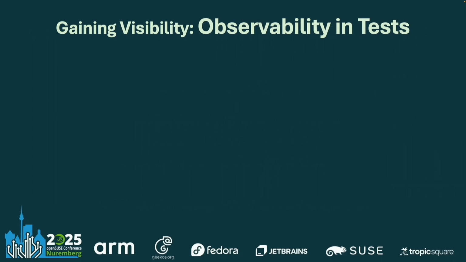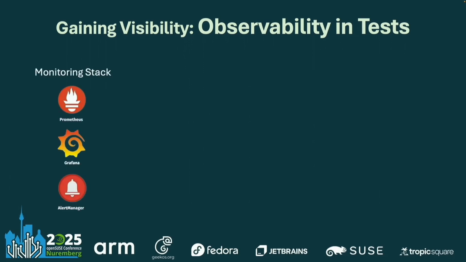Once we had our automated environments, the next big step was to truly understand what was happening inside them and with our tests. This is where observability and test observability in our testing process comes in. It helps us to go beyond just pass or fail to get much deeper insights. To do this, we brought together three powerful open source tools: Prometheus, Grafana, and Alertmanager.